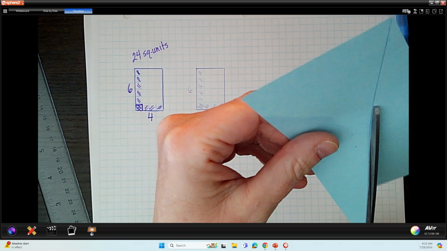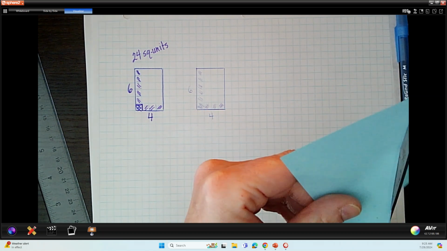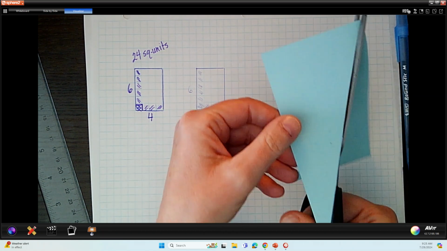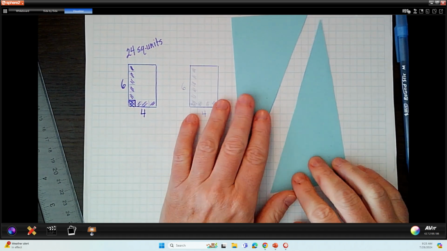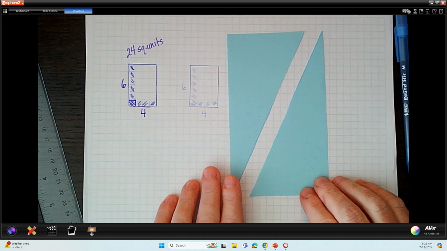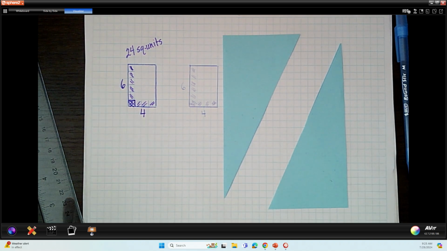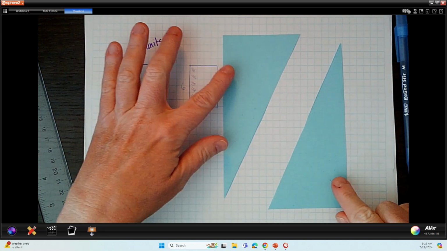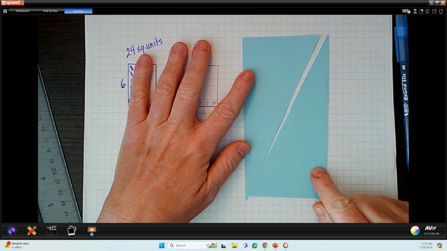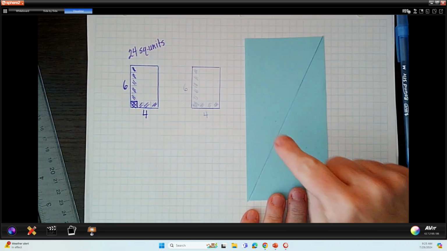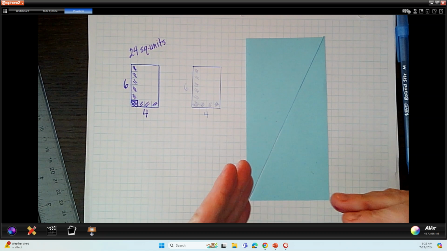I've just created myself two triangles, right? Now these triangles are the same. If I put them together, they are equivalent to that rectangle. See that? If I slide them together, there's the rectangle, but if I break them apart, I have two triangles. Together, they make one whole rectangle. So we can say that each one of these is half of the rectangle.